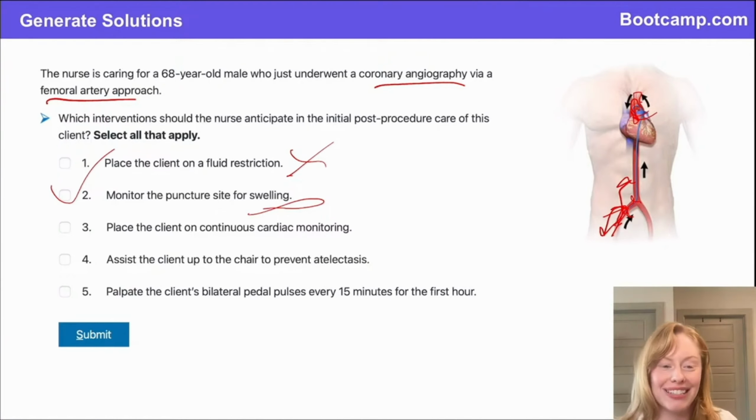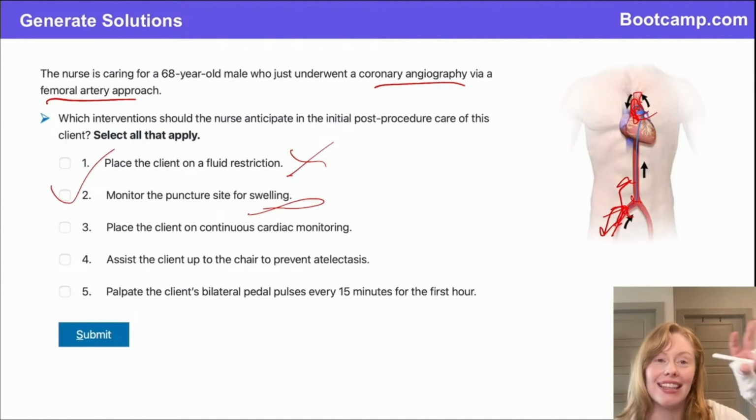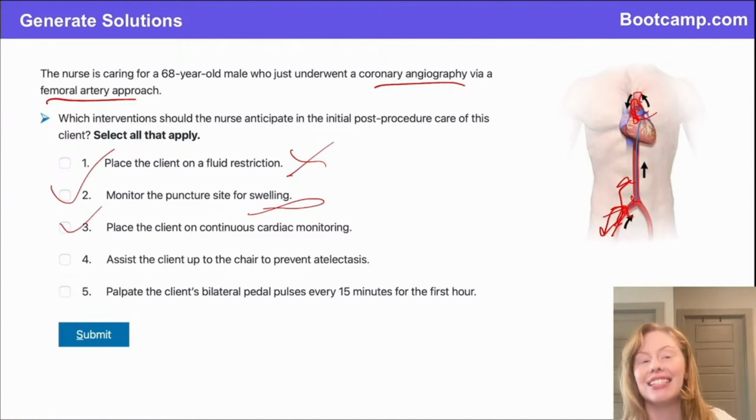Then placing them on continuous cardiac monitoring. Yes, I'm going to assume you guys know this because we talked about the fact that it's for a cardiac issue, either coronary ischemia or an acute coronary syndrome. And so there's always the risk that that stent can close or collapse and we would lose blood flow to that part of the heart that we just restored it to. So that is correct. Then assisting them up to the chair to prevent atelectasis.